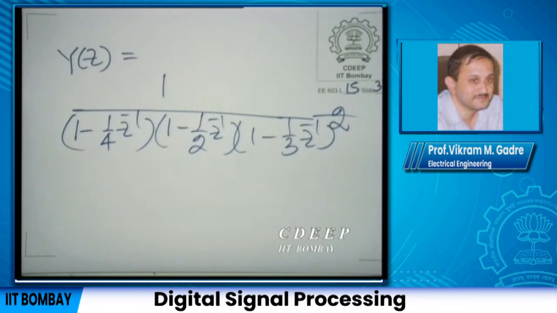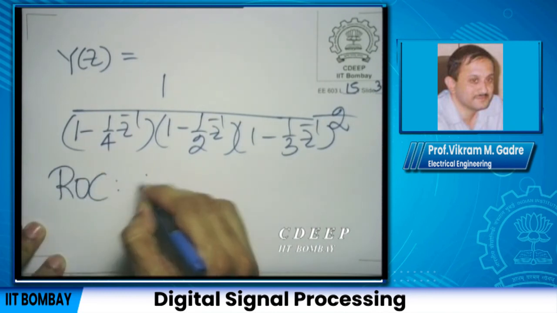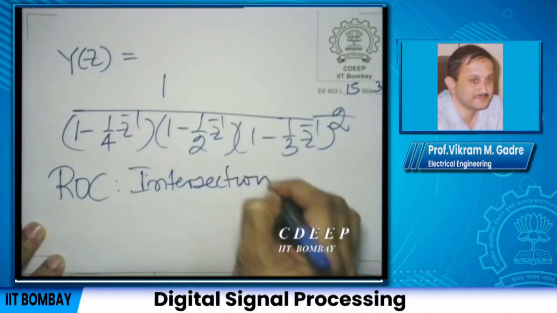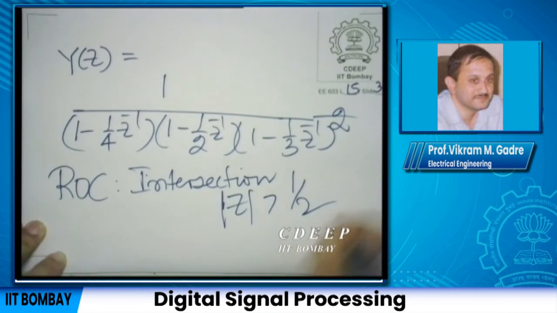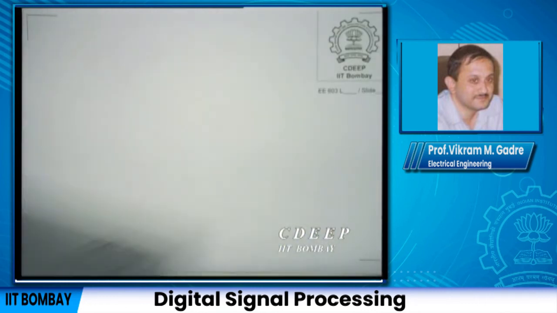Now, of course, you would carry out a partial fraction expansion, but you need to know the region of convergence. The region of convergence here is the intersection. Here we could take it to be the intersection. The intersection, of course, happens to be mod Z greater than half. So, it is greater than 1/3, greater than 1/4 and greater than half as well. So, we can invert this, is it not? That is very easy to do.